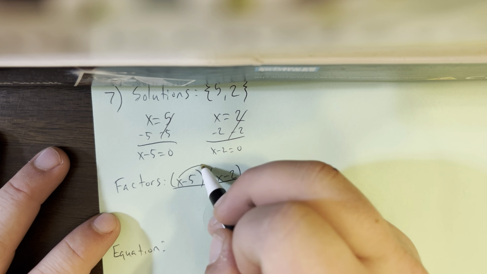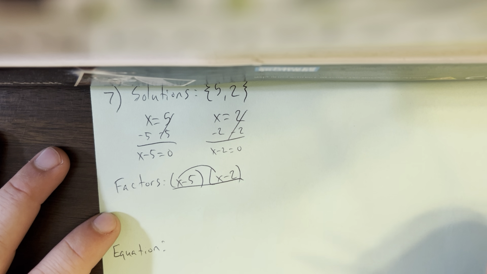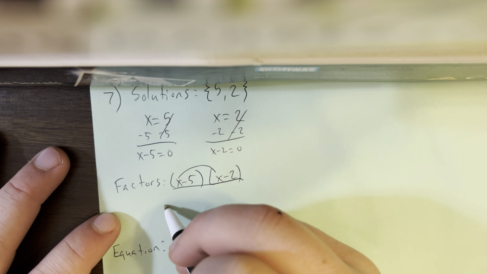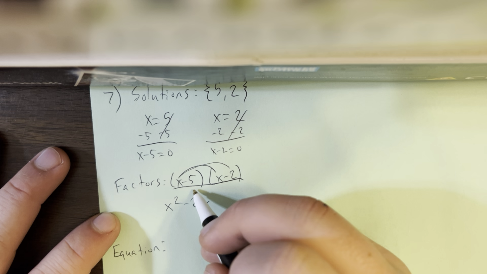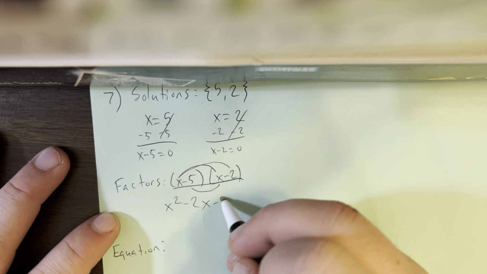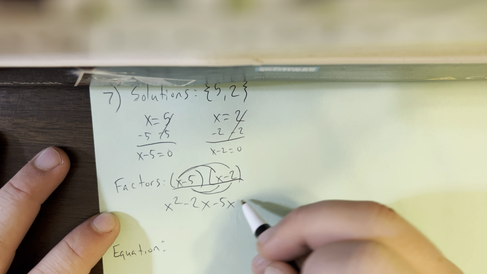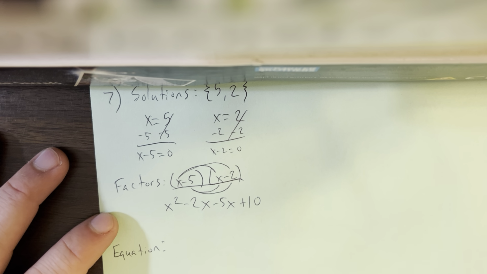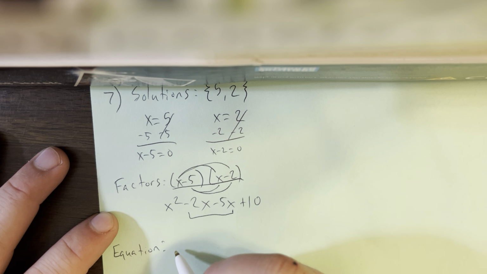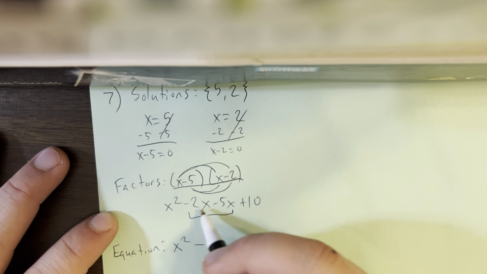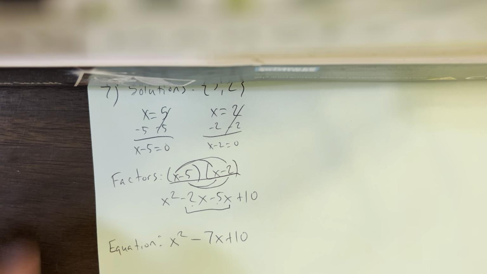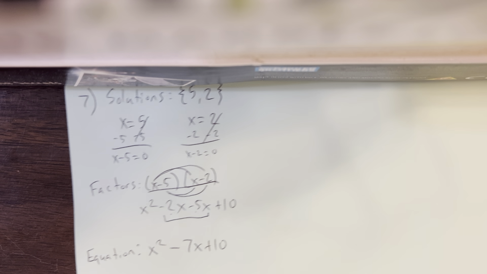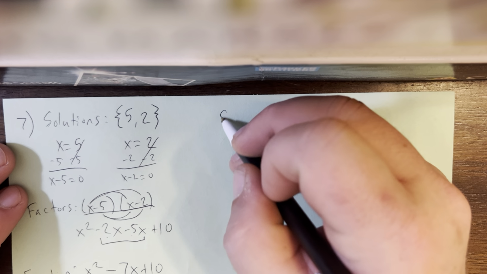So we'll do x times x. You can do FOIL or you can do the box method, either way. X times x is x squared. X times negative 2 is negative 2x. Negative 5 times x is negative 5x. Negative 5 times negative 2 is positive 10. And then we'll combine like terms in the middle to get our equation: x squared, negative 2 and negative 5 make negative 7x, plus 10. And there's the equation.